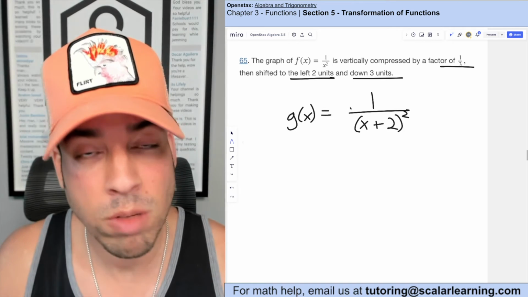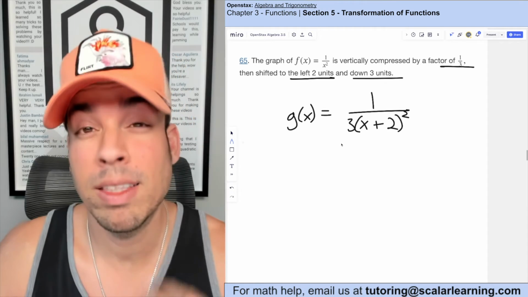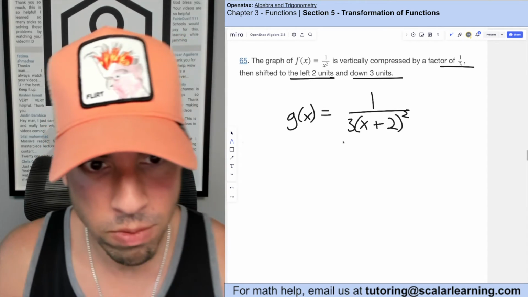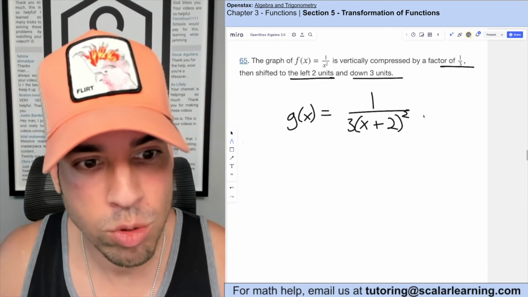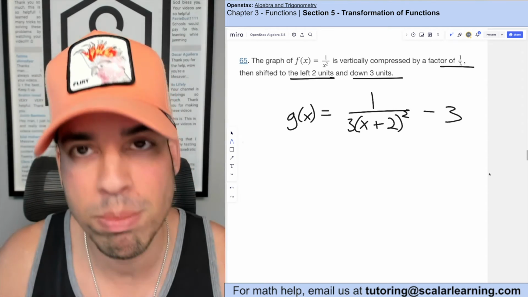So it's like multiplying this entire thing by 1/3, but 1/3 times this is basically multiplying the denominator by 3. So there is our vertical compression. Last but not least, we're shifting down by 3. So we take the entirety of this and we subtract 3, boom, done.